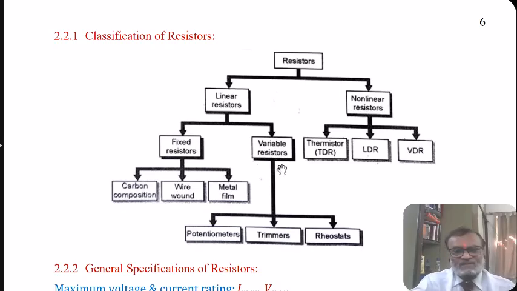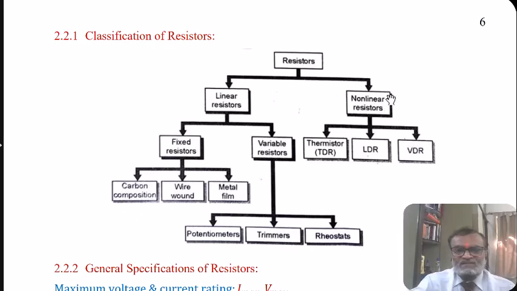The variable resistors are either potentiometers, trimmers, or rheostats. All these have three terminals, two fixed and one variable. And there is a mechanical arrangement so that the user can change the resistance between one of the fixed terminals and the variable terminal.